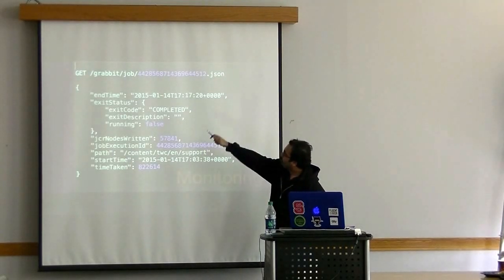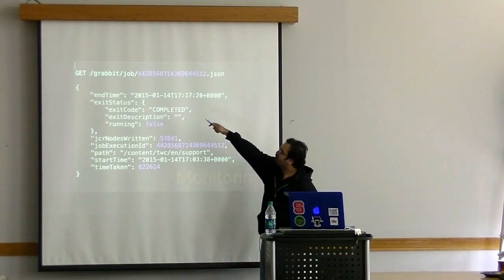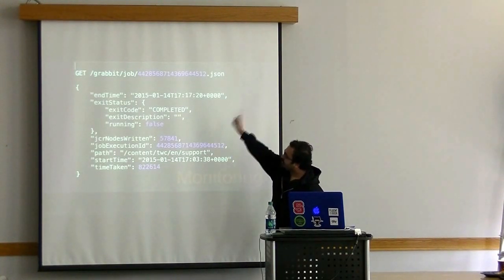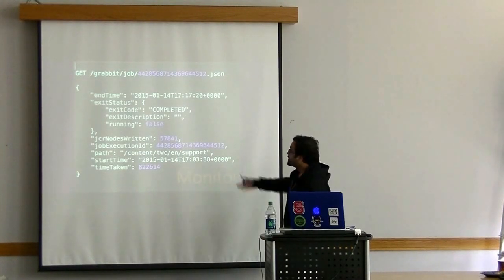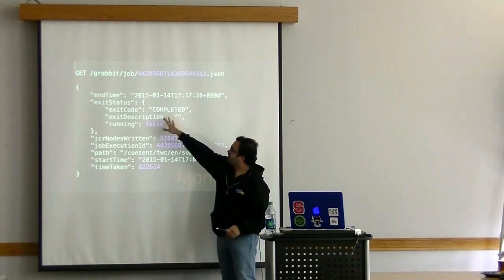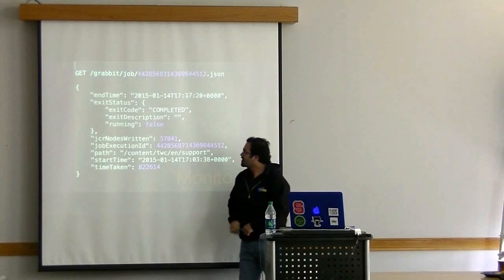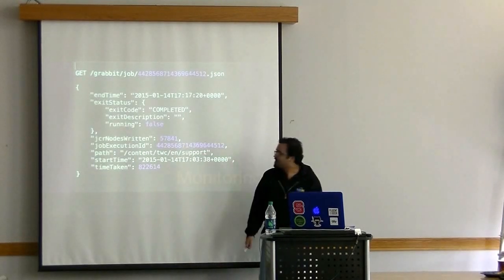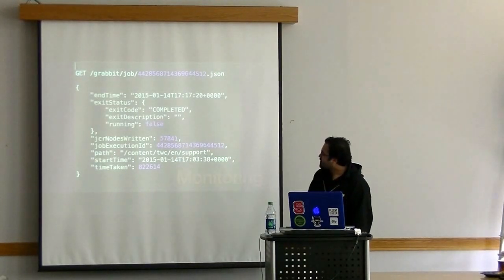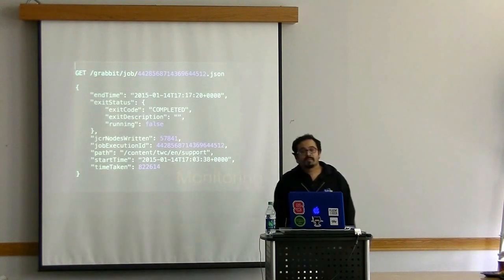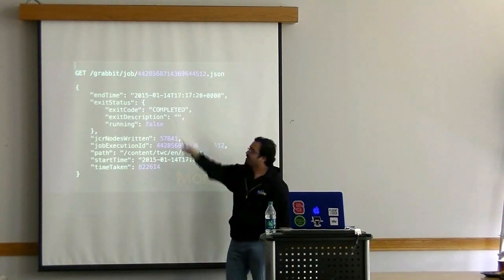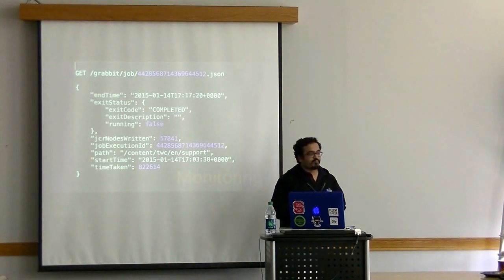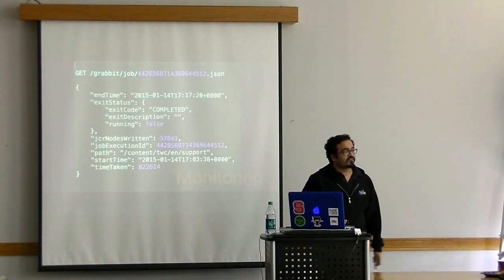This is an example of one of it. So we have a GET for Grabbit job, a particular ID.json. We are seeing a JSON status for that. In this case, it is the end. That's why it's completed. It's not running anymore. Number of nodes written was 57,000 and something. Time taken is something like 3 seconds. And of course, we have the path. We have the start time, we have the end time, which is what we make use of later on if we want to do updated content things and those kind of things.